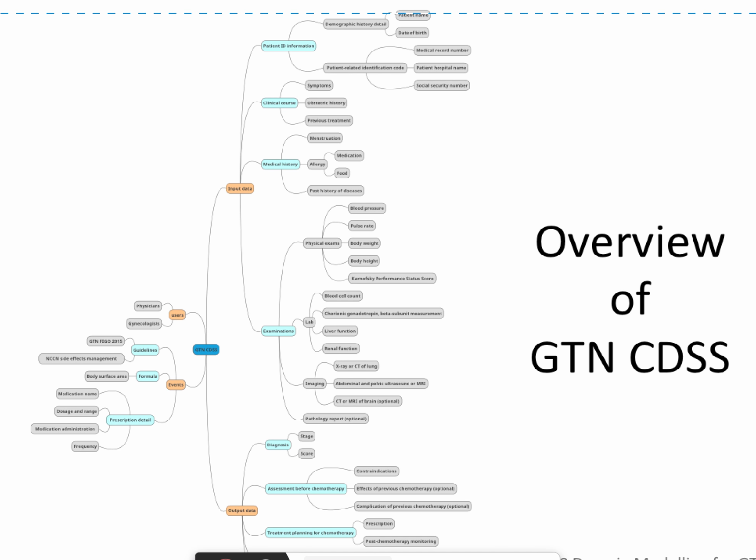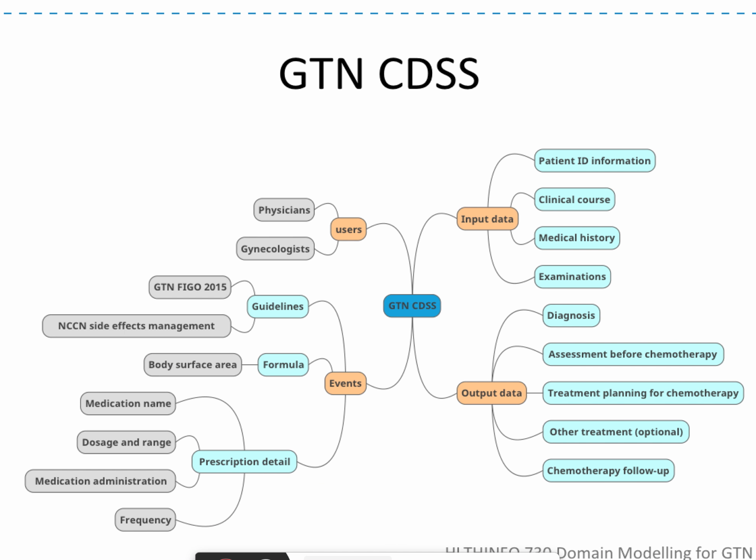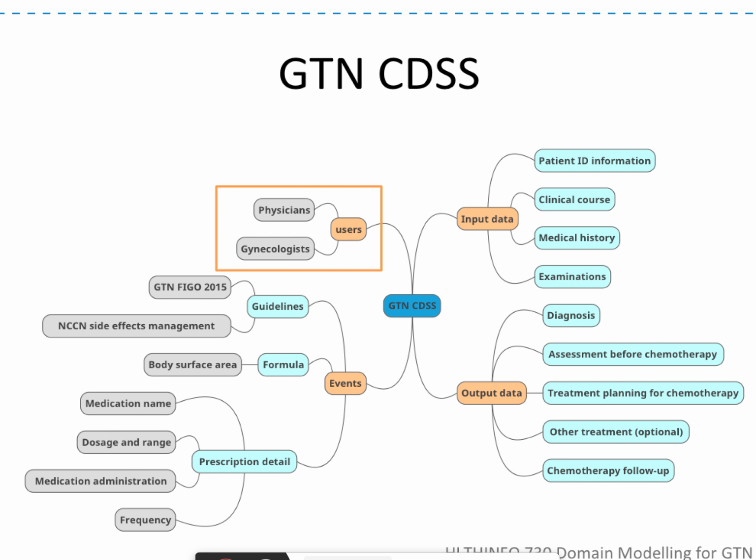This is the overview of my GTN CDSS. I will explain it in detail. There are 4 parts in my GTN clinical decision support system. You can see its users should be doctors in secondary or tertiary hospitals, including physicians and gynecologists. I put gynecologists here because in some countries, such as China, they are responsible for treating GTN.